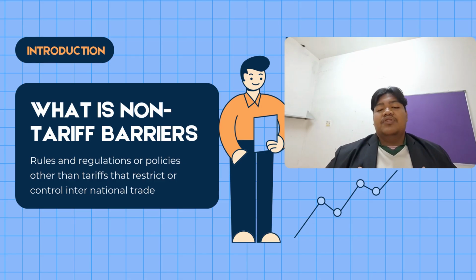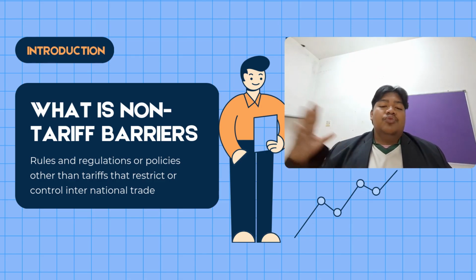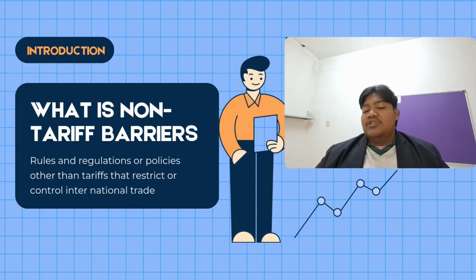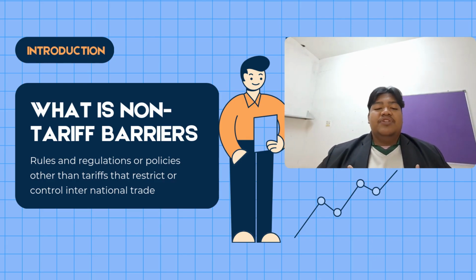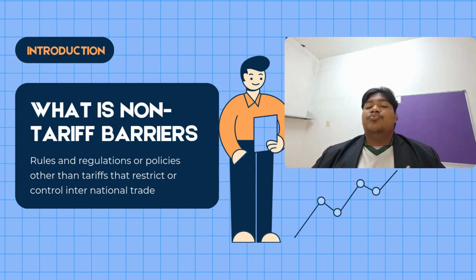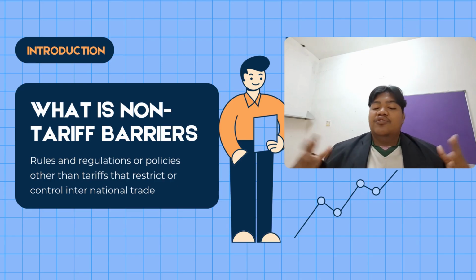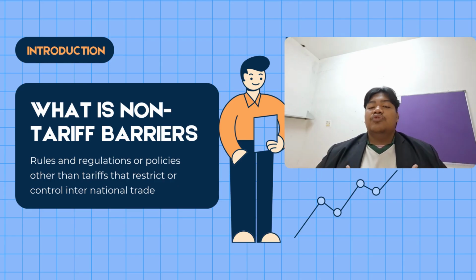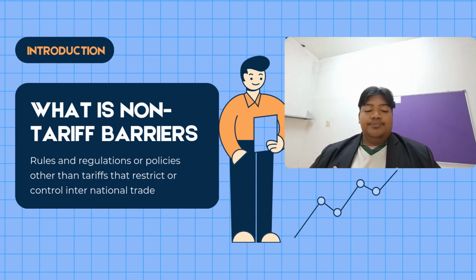Some common examples include import quotas, which limit the amount of goods that can be brought into the country, and licensing requirements, where importers must obtain approval before trading certain products. Other examples include product standards, labeling rules, and health regulations.